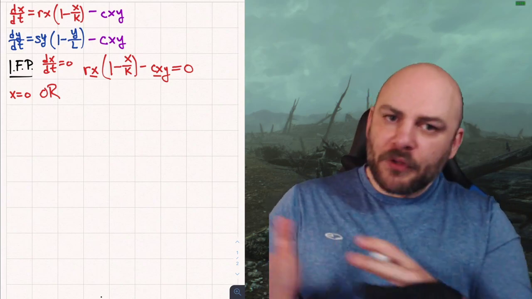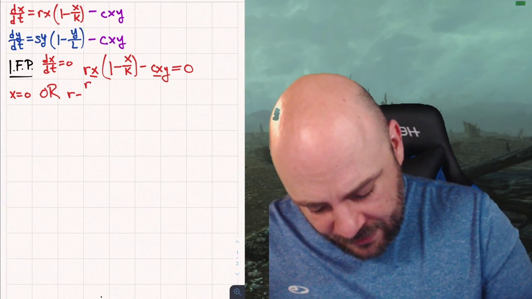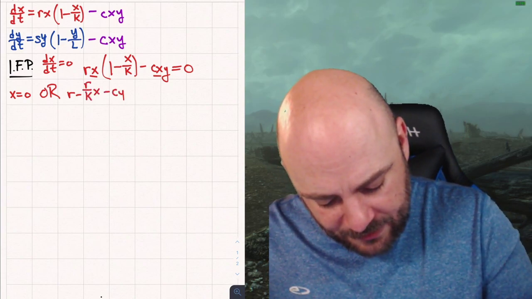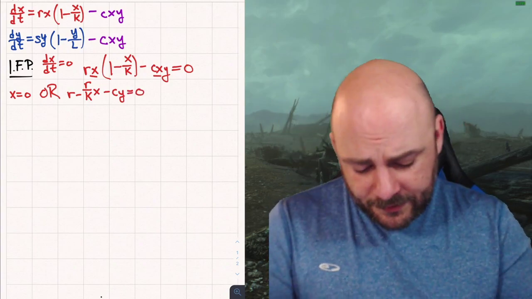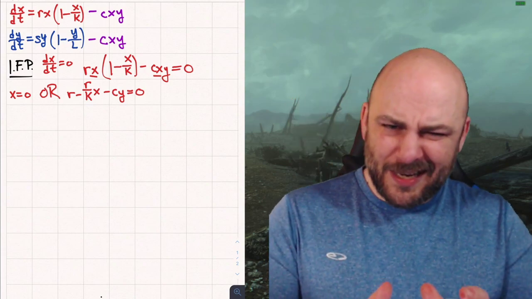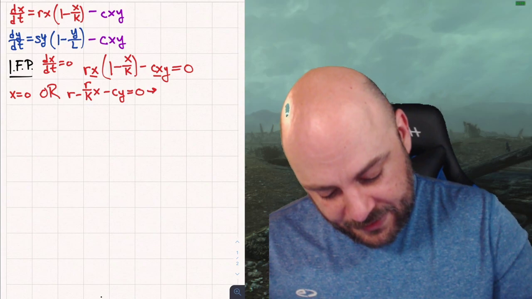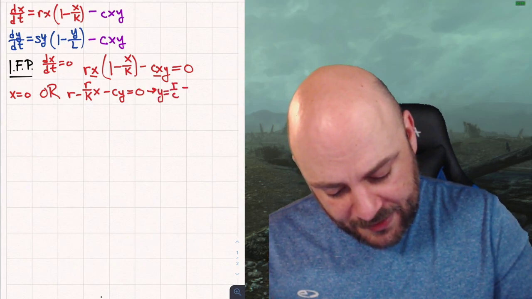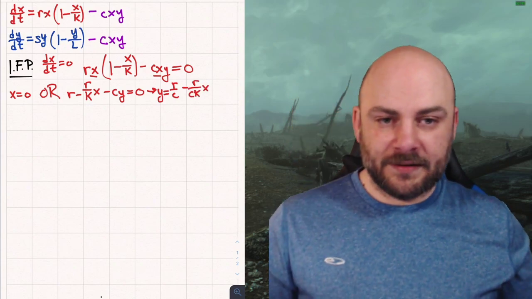And now I'm going to multiply things through, and what I find is that r minus r over k x minus cy equals 0. And I'm just going to rearrange this a little bit because I don't like looking at lines like that. I like looking at them as y equals. So y equals r over c minus r over ck x.